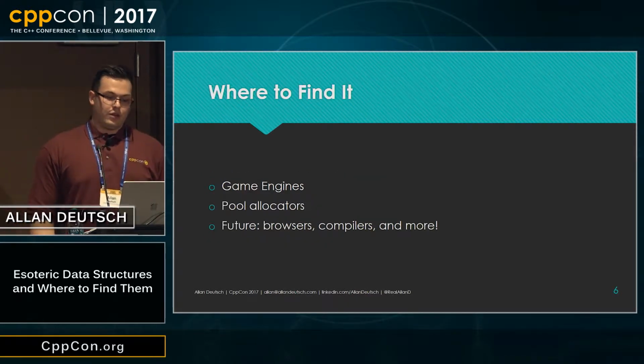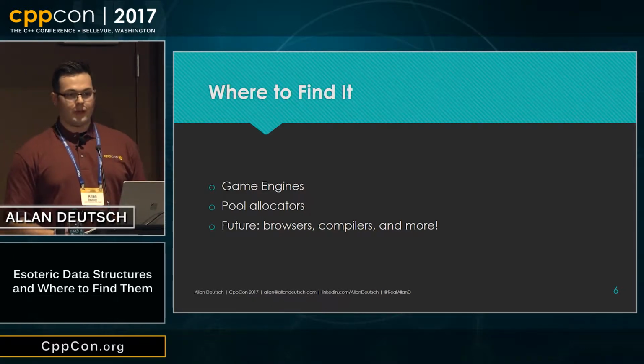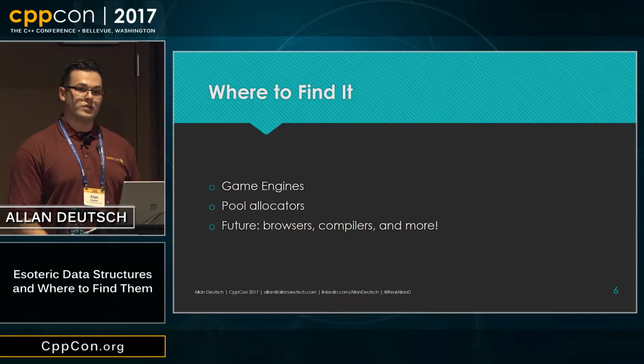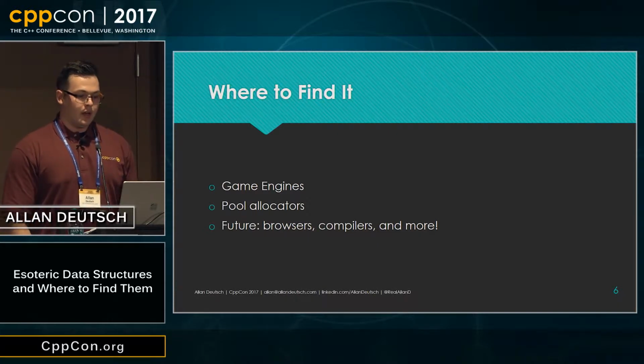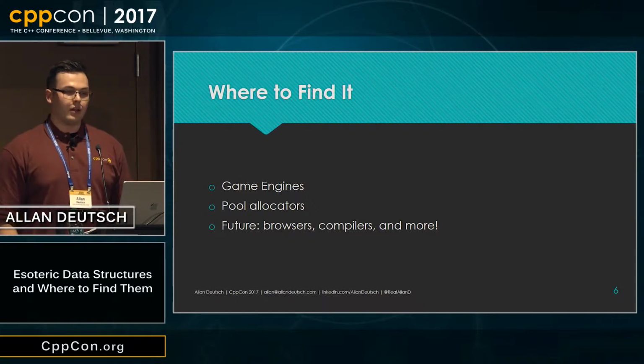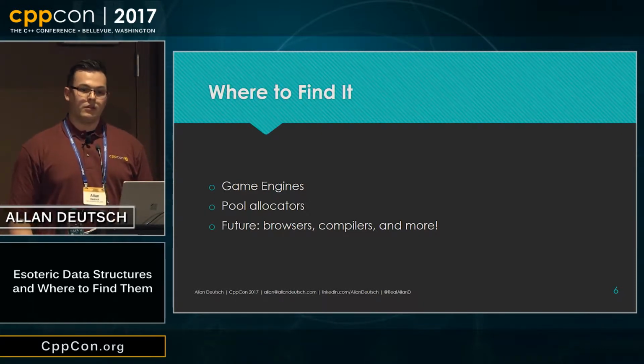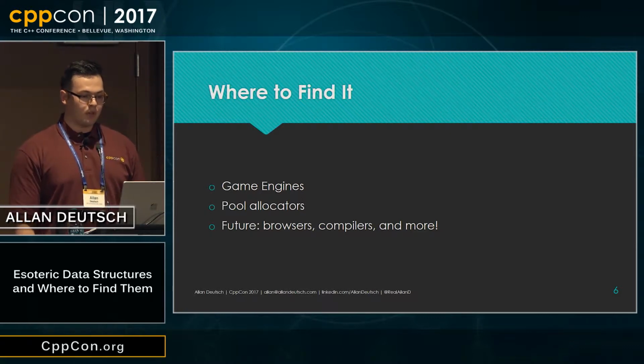So it can be found in game engines. It's also very similar to a pool allocator. So if at some point you're a bit confused about what it is, just think of it as a pool allocator with something resembling a map interface. And then in the future, once it's standardized, I expect to see it in browsers, compilers, and more, as those are some of the interest groups that have shown that they're interested in having it.